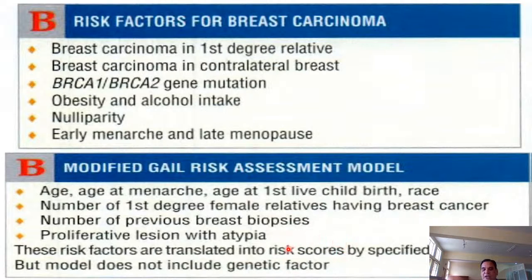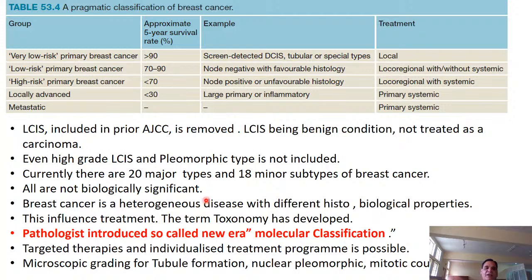The score the patient has to earn is by specified calculations, but unfortunately this Gail model is not getting inclusion of the genetic factor. For today it is a major cause. So this Gail model itself has got some drawbacks. So this is also a good classification.